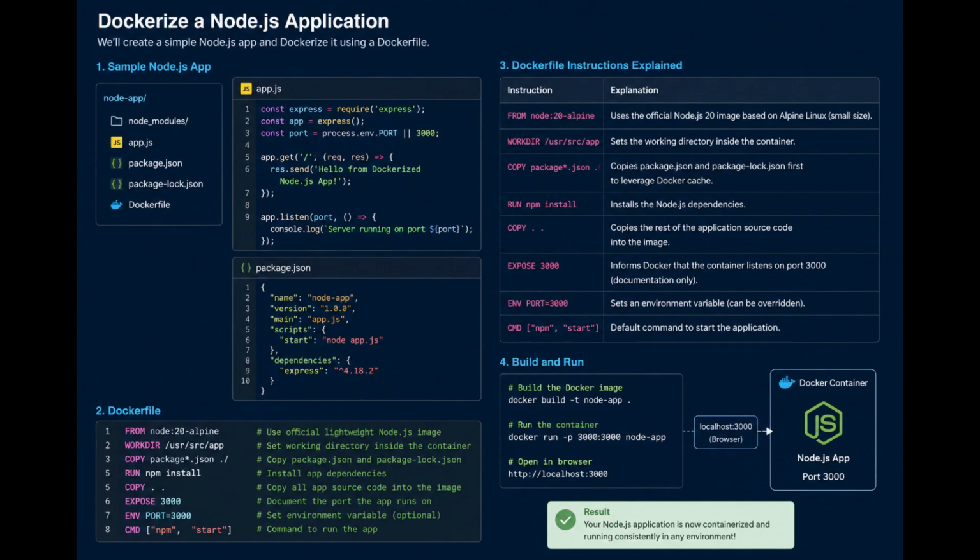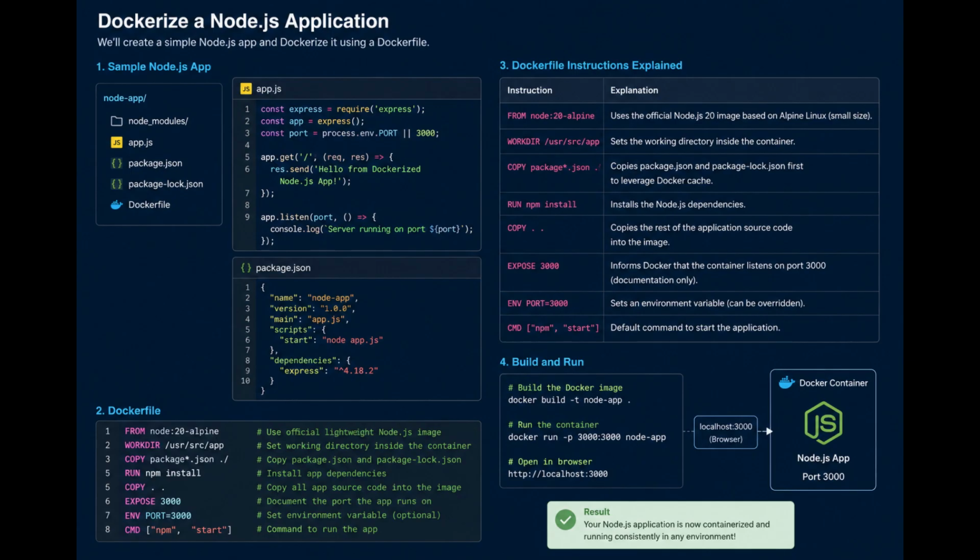Next comes WORKDIR /usr/src/app. This instruction sets the working directory inside the container. Think of it like changing directories in a terminal using the cd command. From this point onward, every command will execute inside this folder. If the directory does not already exist, Docker automatically creates it.